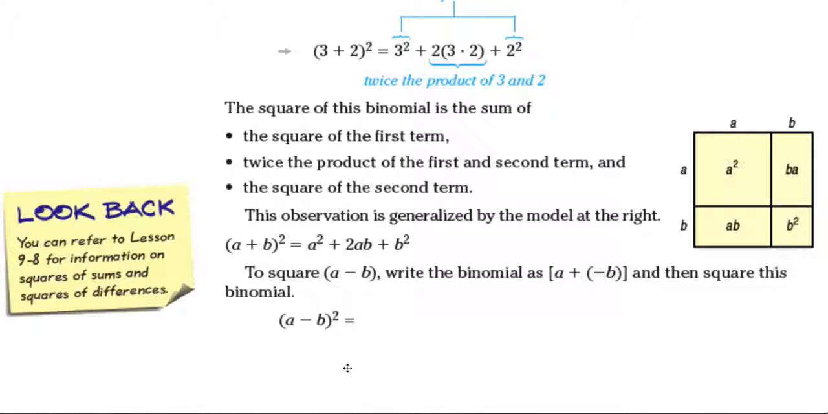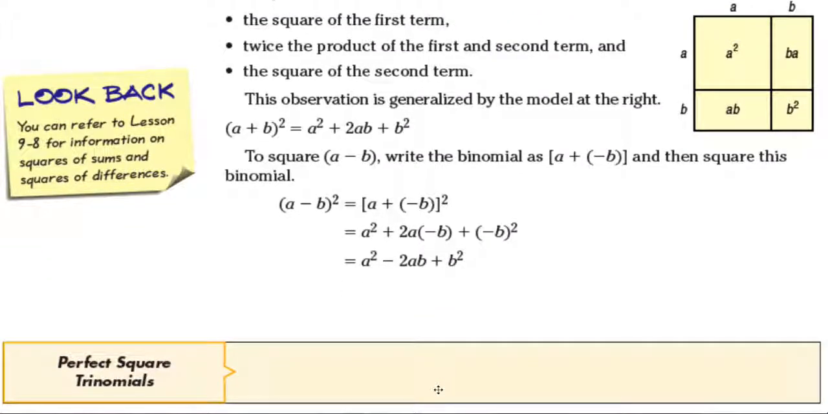To square now A times negative B. Write the binomial as A plus negative B, then square this binomial. So we have the quantity A minus B squared is the same as the quantity A plus negative B squared, or A squared plus 2 times A times negative B plus negative B squared, or A squared minus 2AB plus B squared. So look at the difference between the two.